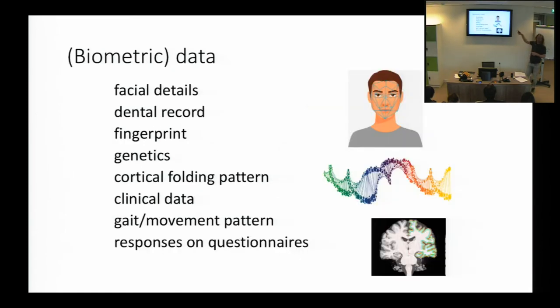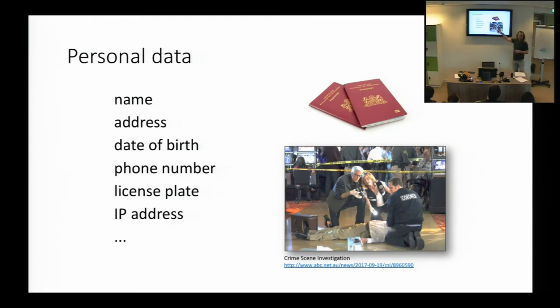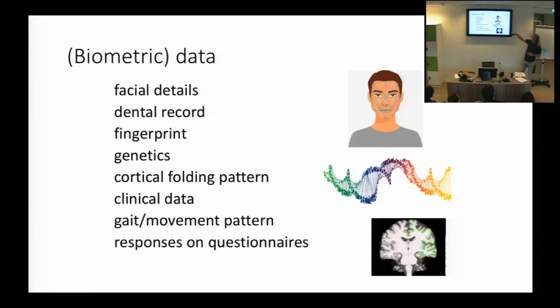What our research cares about is the biometric data. If they don't find your passport, what the crime scene investigation guys are going to do is look at biometric data. They're going to look at facial details, your dental record, fingerprints, genetics. And then, of course, we're getting into a range of data that we are acquiring because of our scientific questions. So part of the data that we are acquiring for scientific research questions is still identifiable data. It would still help a CSI investigator to identify the victim.